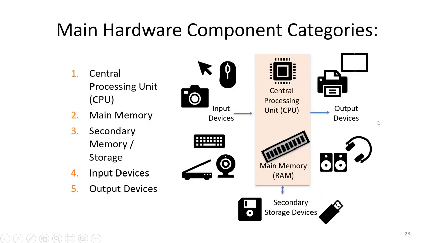Okay, so there are five main hardware components, and we can generally break them down as follows. First, we have our central processing unit, or CPU. That's basically the brains of the computer. That's what's doing all the thinking, all the heavy lifting, and the calculations. Next, we have the main memory, or RAM. That's where the program that is currently running is stored.